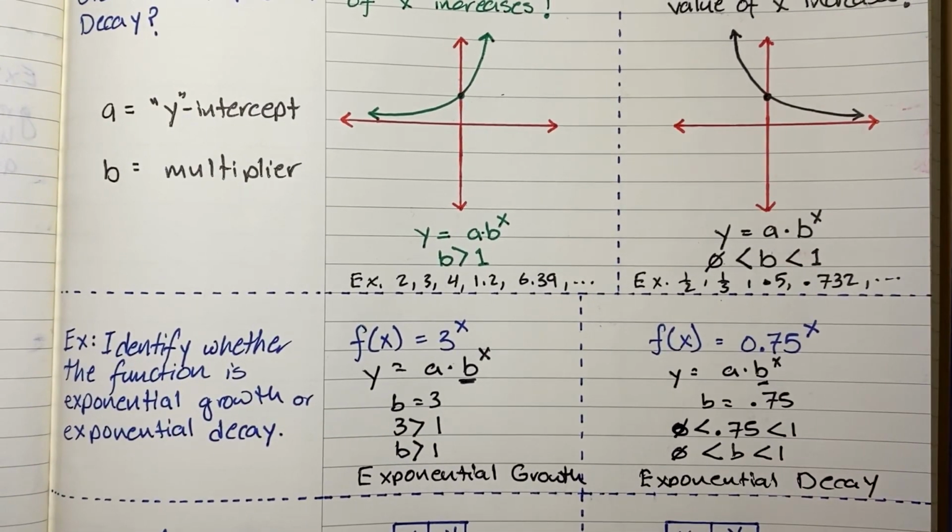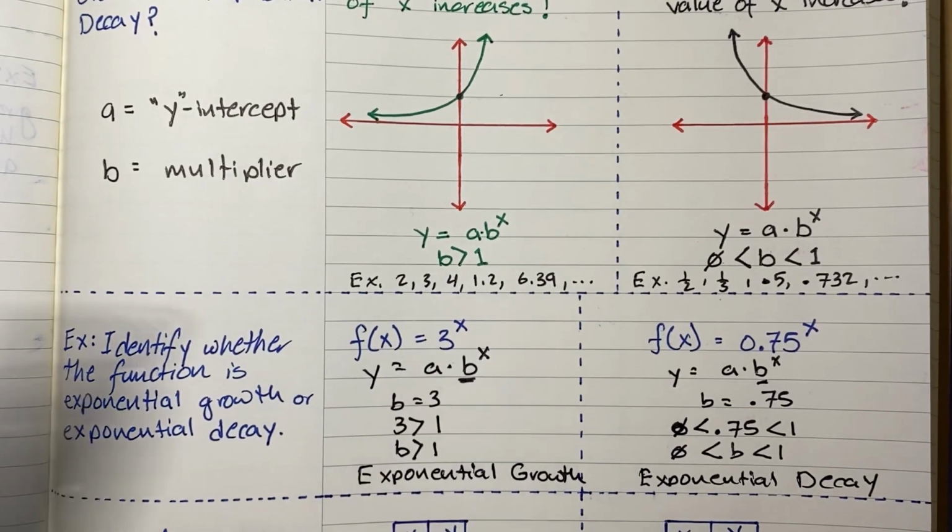So very simple. How do you determine whether or not a function has exponential growth or exponential decay? Simply look at the b value, okay? So I'm going to teach you guys right now how to do it in regards to a table. But real quick, I want to point out something.